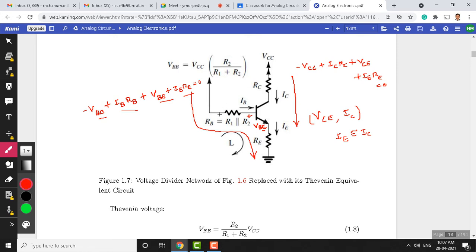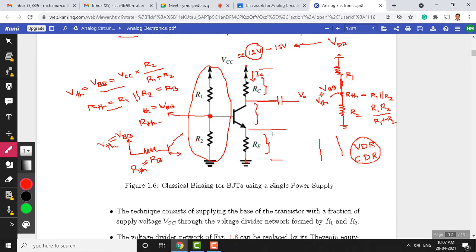So how do we do that? Next we apply KVL and try to find the operating point of this transistor, and we will also see the effect of the inclusion of the emitter resistor RE. This emitter resistor is also called a feedback resistor.